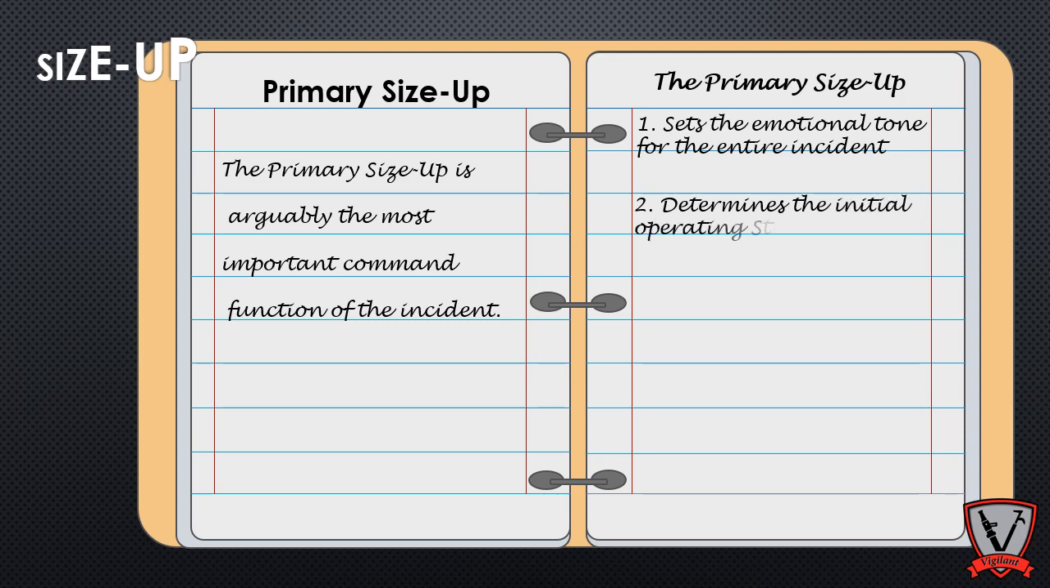It's also going to determine the initial operating strategy. What is our risk assessment here? What are we willing to risk? And remember, when we say willing to risk, we mean what are we willing to give up in turn for the reward that we're presented with.